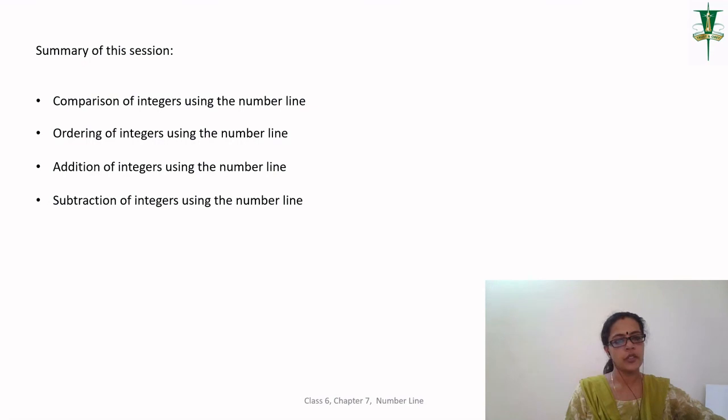Now let's summarize the session. What did we do in the session today? First, we started with comparison of integers using the number line. So now you are able to find the greater and the smaller integer using a number line. Secondly, we have learned how to order integers using the number line, which means you are now able to arrange the integers in ascending or descending order using the number line. Then we have done addition of integers using the number line. You're now able to add integers using the number line. Finally, you are now also able to subtract integers using the number line.